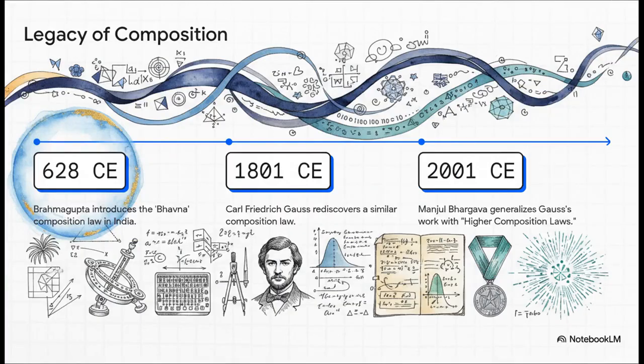And just look at this timeline. It's amazing. This one idea from 628 CE creates a direct thread to the work of Carl Friedrich Gauss, one of the greatest mathematicians of all time, over 1,000 years later. And that thread continues right into the 21st century, forming the basis for the very work that won Manjul Bhargava that Fields Medal. It is an unbroken intellectual legacy stretching over 1,400 years.